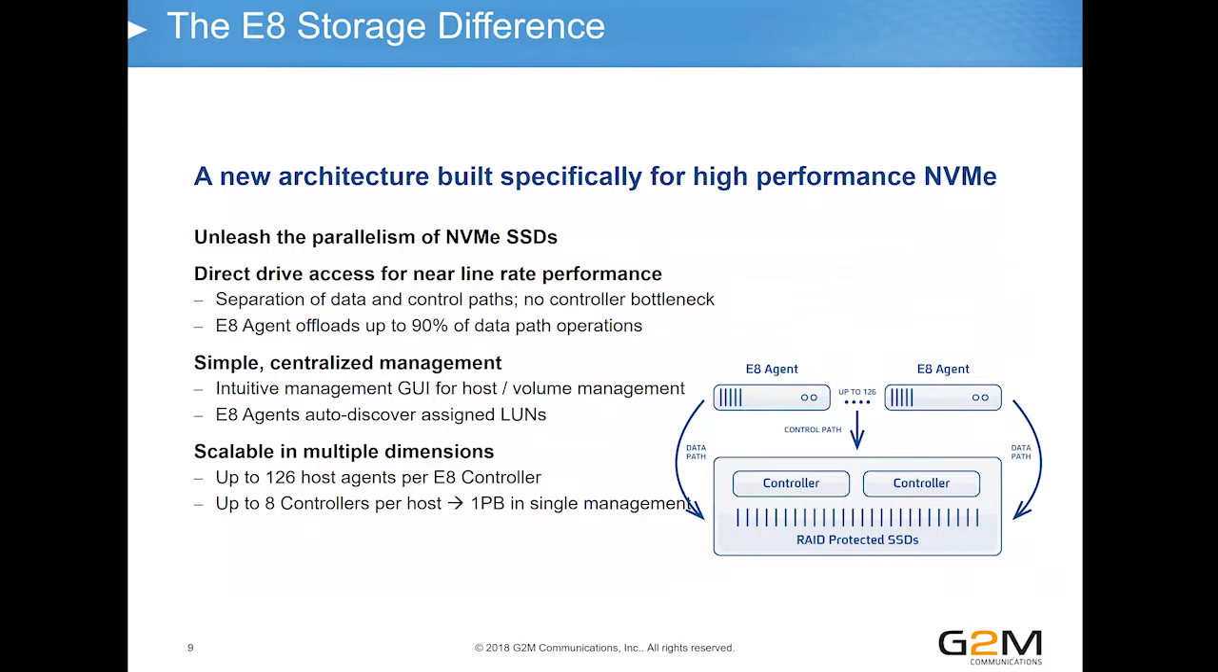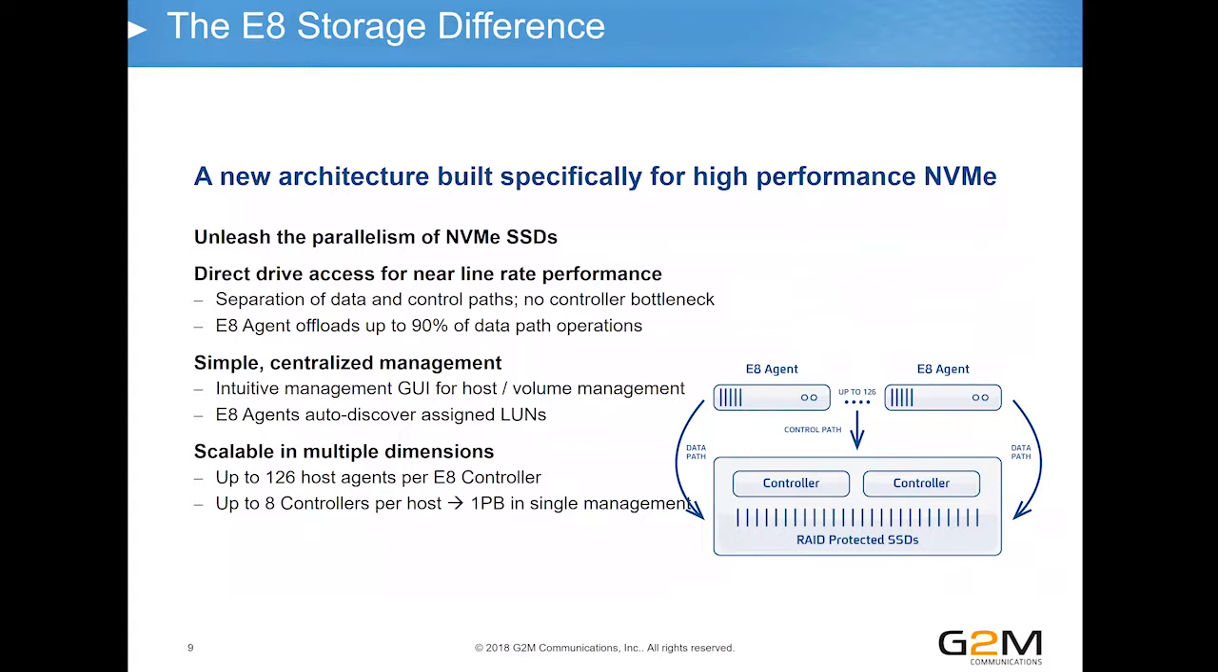So that's where we've taken a different approach with our system, where we have the E8 agent that resides on the host side, which allows us to offload roughly 90% of the data path operations to each of the hosts that are accessing our controllers. We support right now, depending on which drive we're using, up to 126 hosts that are directly accessing the NVMe SSDs in parallel via RDMA. And we currently support Ethernet, RoCE, and InfiniBand. That allows us to really take advantage of the parallelism that's inherent in the NVMe protocol, because as everyone knows, the NAND underneath is exactly the same.